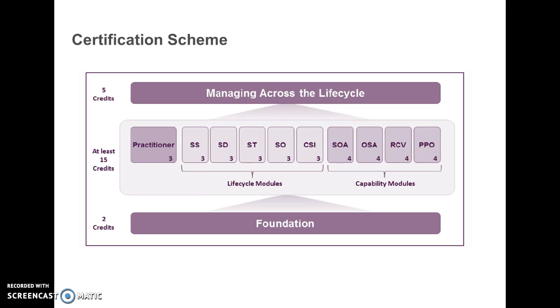Okay, so here are the certification levels for ITIL. First, you have to take the foundation exam, and that gives you 2 credits. Then you have to take at least 15 credits from some of these or any of these modules. Once you've achieved enough credits, you can take the 5 credits course at the top to become an expert.